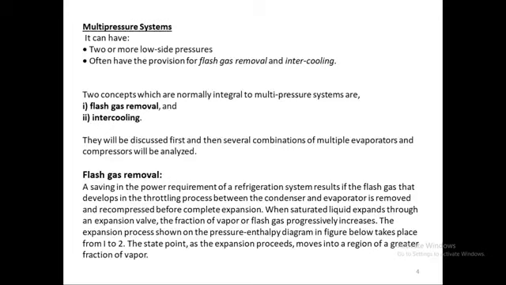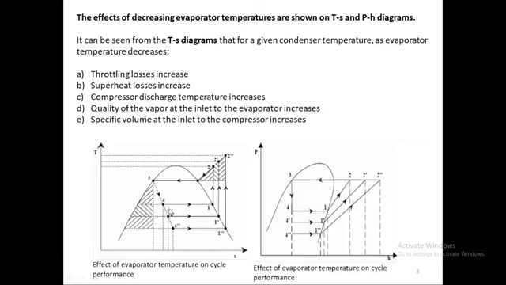So that's the idea. When saturated liquid expands through an expansion valve, the fraction of the vapor or flash gas progressively increases. The expansion process shown on the pressure enthalpy diagram in the figure below takes place from 1 to 2. The state point, as the expansion proceeds, moves into a region of a greater fraction of vapor. So as we are moving, the fraction of vapor is increasing as we are going from condenser to the evaporator.